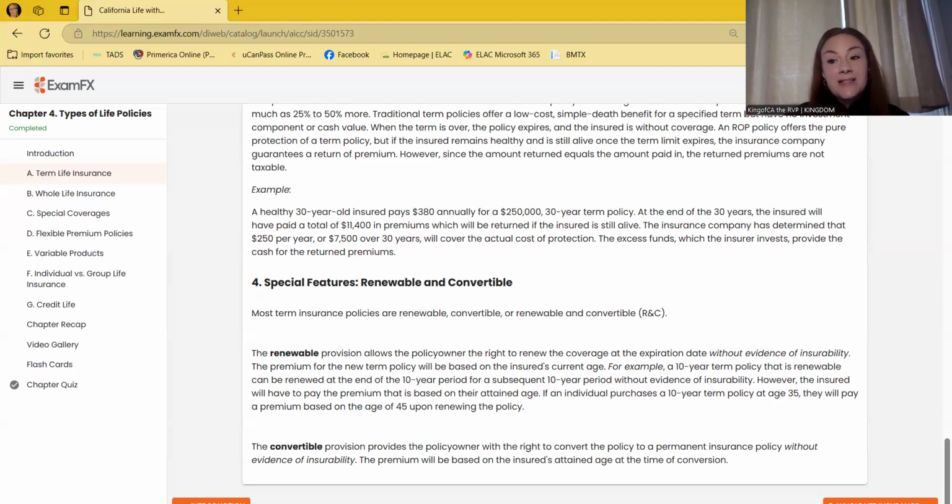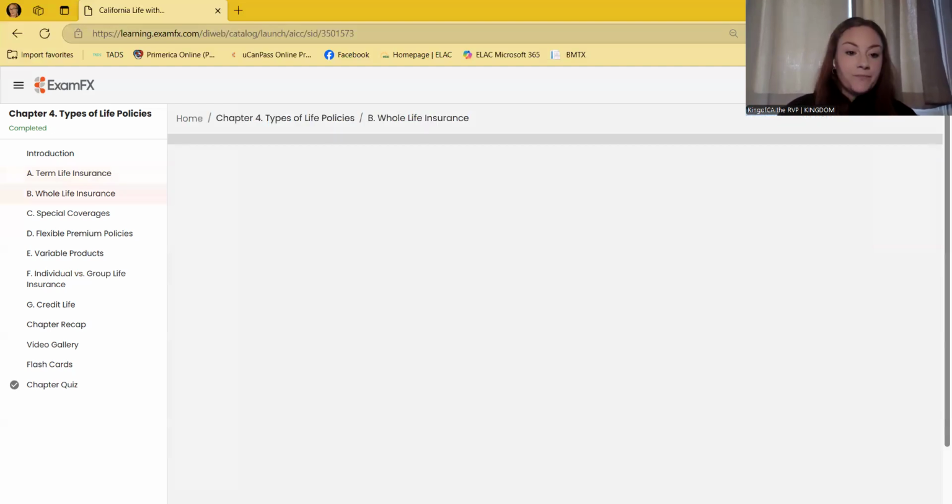Then when it's expensive to renew with them, they have to go with whole life because there's not really any other option, monetarily. So you'll be learning a lot about renewable coverages and convertible coverages when you're licensed.